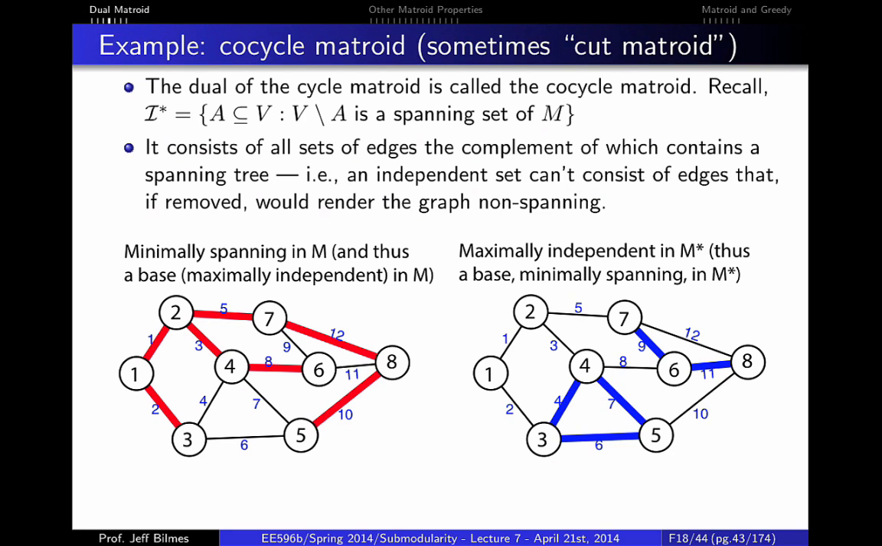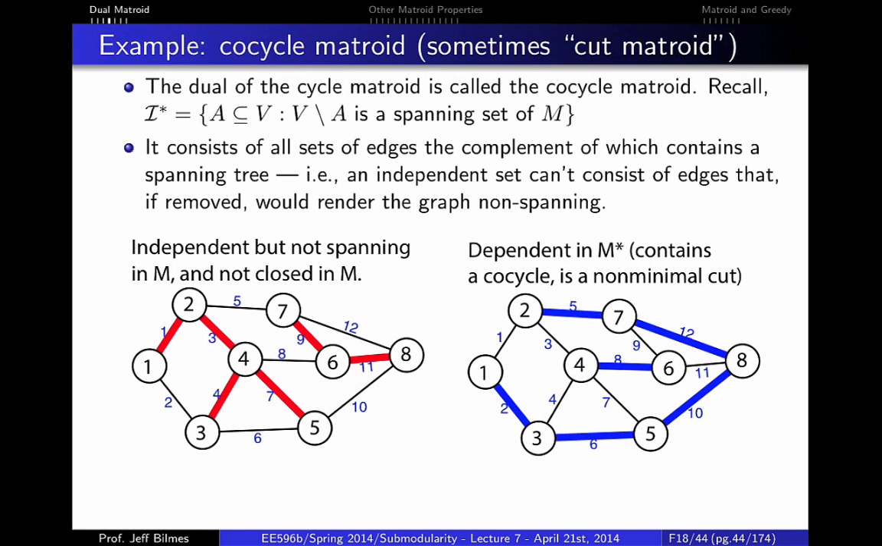And in general, when you have a primal and a dual matroid, the ranks of the two matroids summed together is equal to the ground set size. That makes sense because the bases are complements of each other. Okay, so let's move forward.